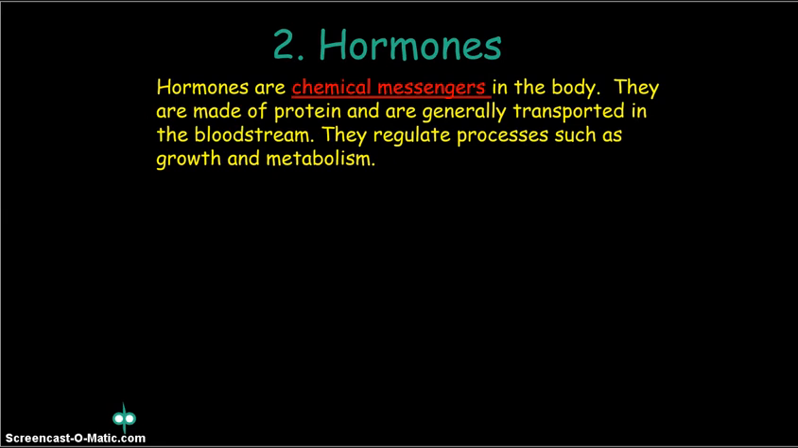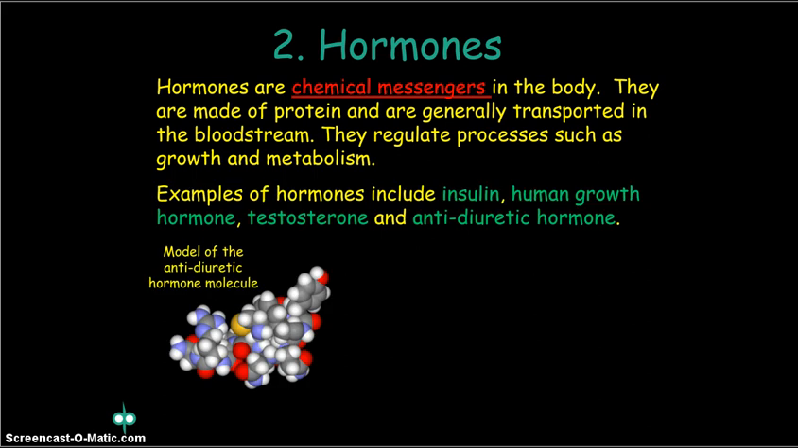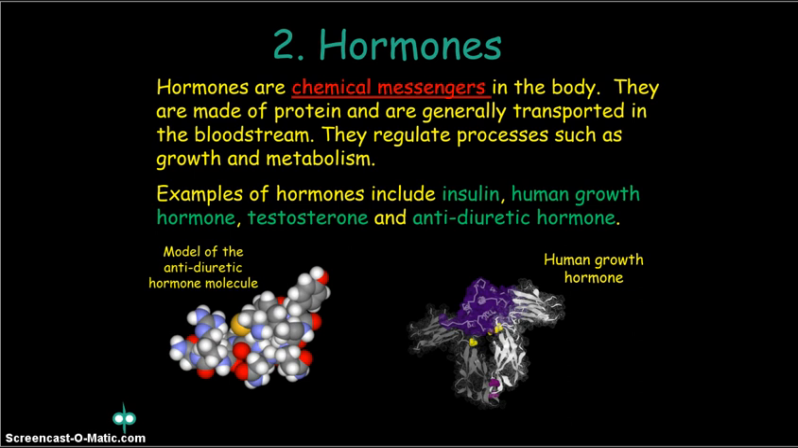Hormones now are chemical messengers in the body. They're made of protein, generally transported in the bloodstream. They regulate processes such as growth and metabolism. And examples of hormones include, of course, insulin, human growth hormone, testosterone, and antidiuretic hormone.